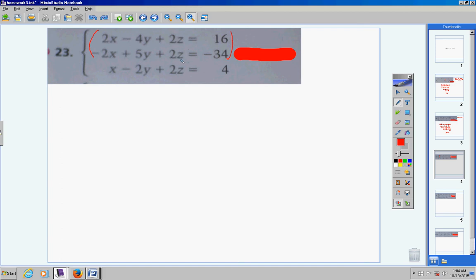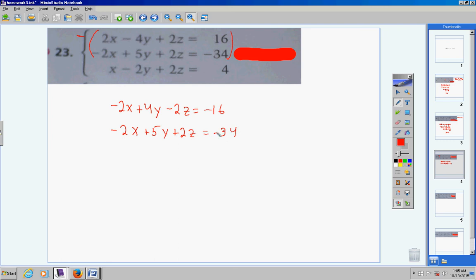You can change all of the signs in the first or second equation. Now, the reason I'm going to change all the signs is I want my z's to cancel. If I want my z's to cancel, one of the twos must be positive, one of them must be negative, okay? So I'm going to change all my signs in the top equation. So my 2x becomes negative, my negative 4 becomes positive, my positive 2 becomes negative, my 16 becomes negative. Now my second equation doesn't change. It stays the same, negative 2x, positive 5y, positive 2z equals negative 34.